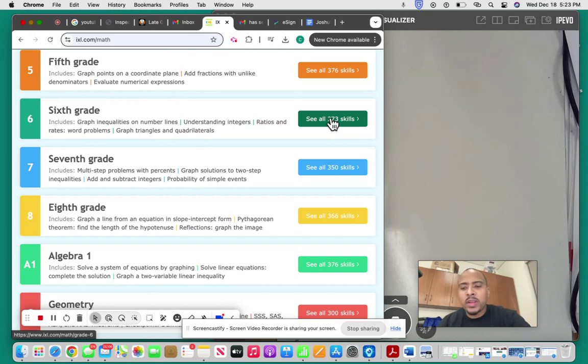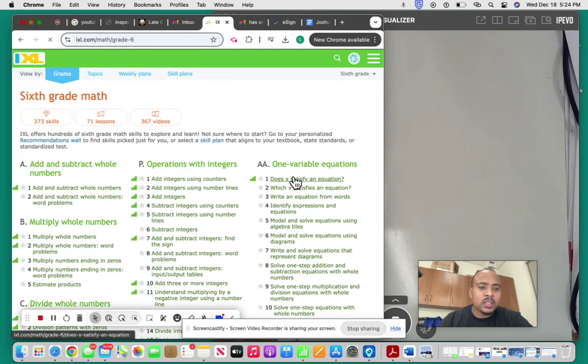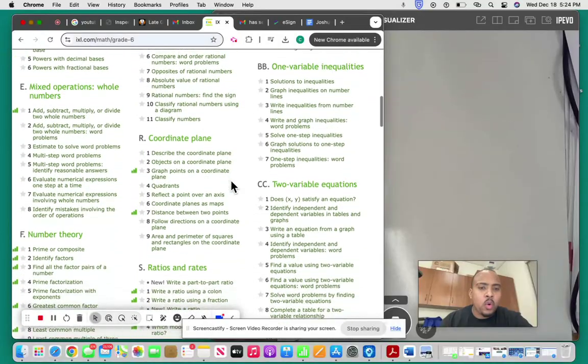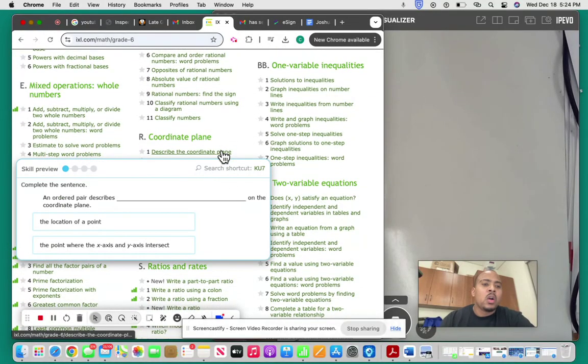Let's go, Joshua, bringing you a video. And this video is coming from sixth grade, right? We're going to go to sixth grade. We go to R.1, and we're talking about the coordinate plane. All right. So we're talking about describing the coordinate plane.